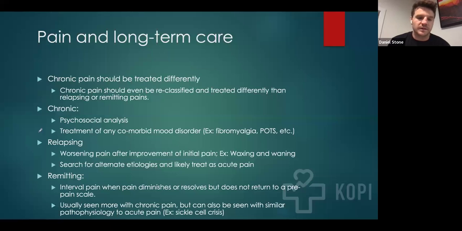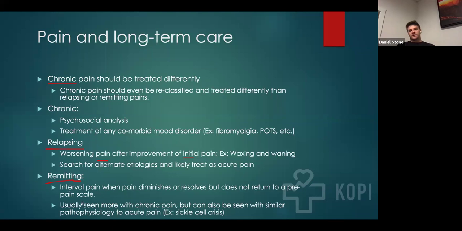So when we're talking a little bit about long-term care, treatment of pain depends on whether it's chronic pain, relapsing pain, or remitting pain. Examples of relapsing pain would be like sickle cell crisis. Basically, worsening pain after improvement of the initial pain. So sickle cell crisis would be a good example of this.